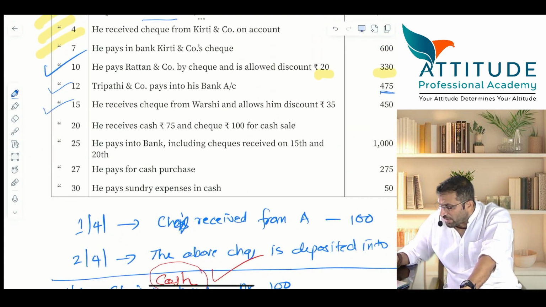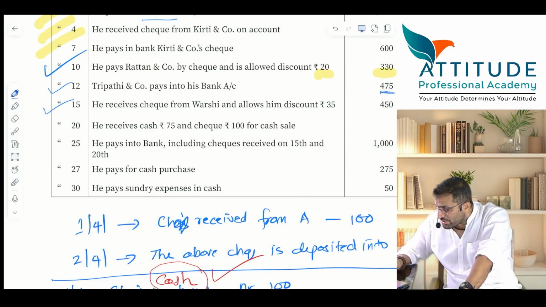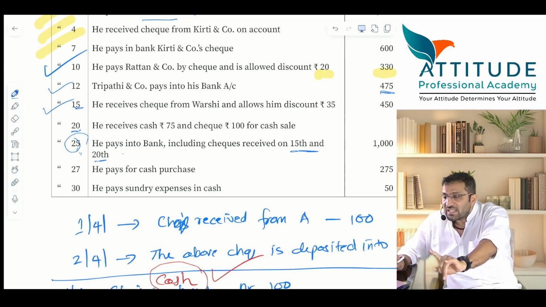He received check from Varshi and allows him a discount of 35. Correct? He receives a cash 75 and check for cash sale. वो छोड़ दो, ये चेक अभी तक डिपॉजिट नहीं किया. देखो इधर है देखो 25th. He paid into bank including checks received on 15th and 20th. So 20th को जो कैश चेक रिसीव्ड है and 15th को जो चेक रिसीव्ड है, it is deposited on what? 25th. वो हम देखेंगे. Shall we go ahead?